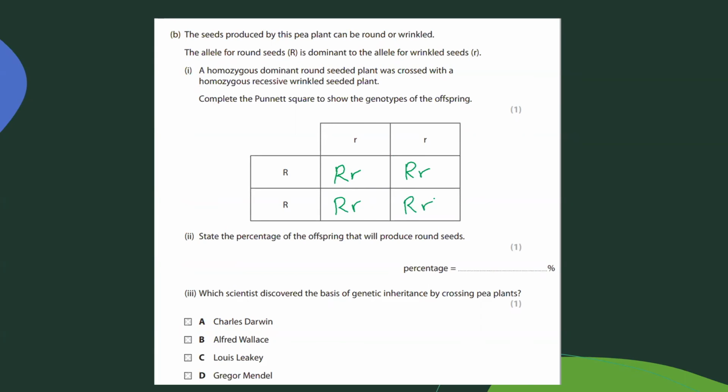The seeds. State the percentage of offspring that produce round seeds. Let's look back and make a check. Round seeds is dominant, so 100%. They'll all have round seeds. Which scientist discovered the basis of genetic inheritance by crossing pea plants? We know that from the question: Gregor Mendel, don't we?